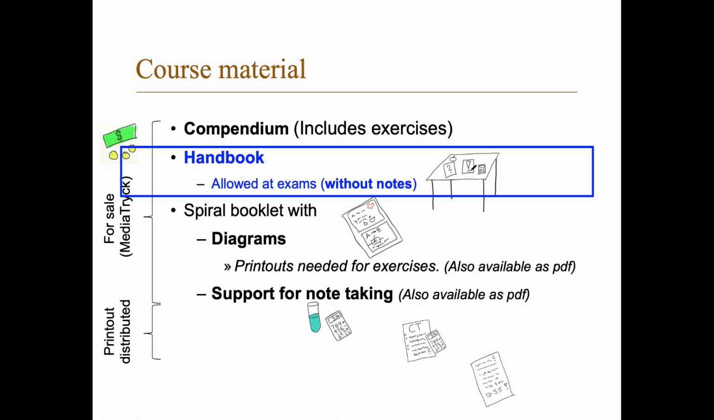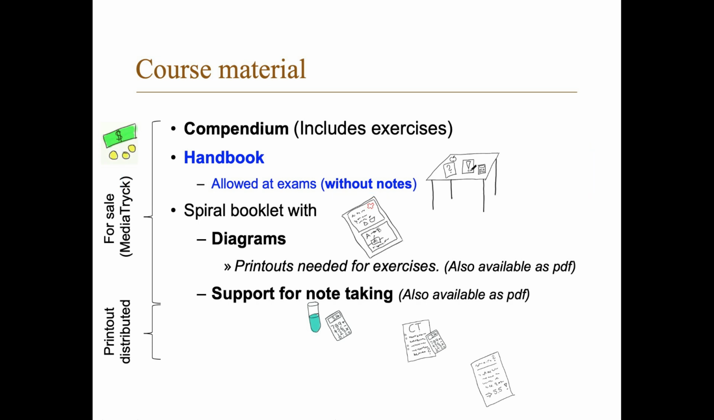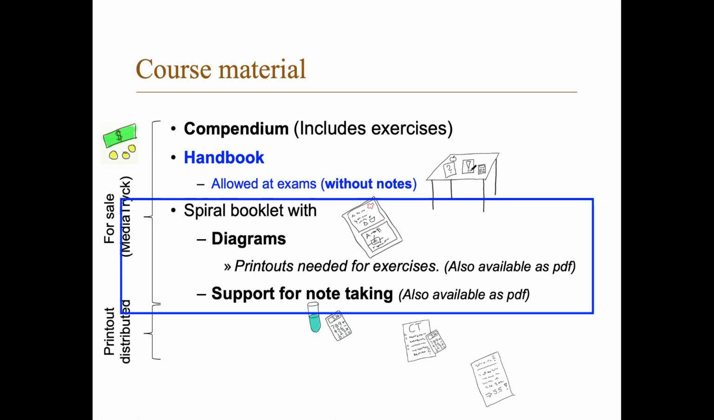If you use an older version of the handbook, you are also allowed to bring an errata list, the version history, to the exam. Please note that there is a list of variables and an index towards the end of the handbook. Support for note-taking and the diagrams you will be needing are printed as a joint spiral booklet, but are also available as PDF files. Please note that you need printouts of the diagrams. Using a used version of support for note-taking is not recommended and will likely reduce your learning.